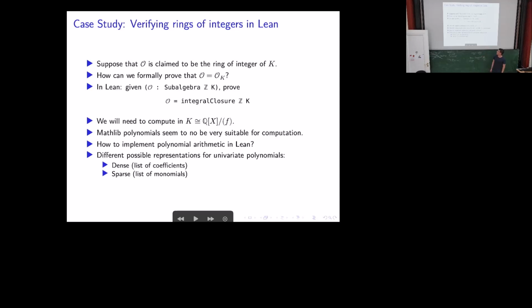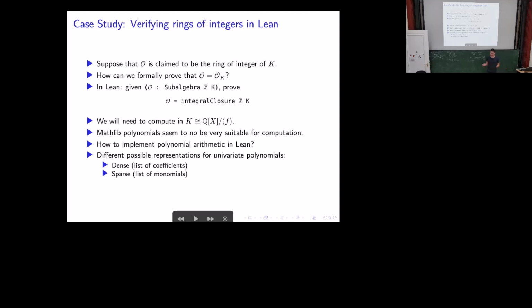So we have that a number field is isomorphic to the polynomials in Q modulo some defining polynomial. So if we want to compute in K, we need to compute modulo a polynomial. So this is the first step that we have to overcome.